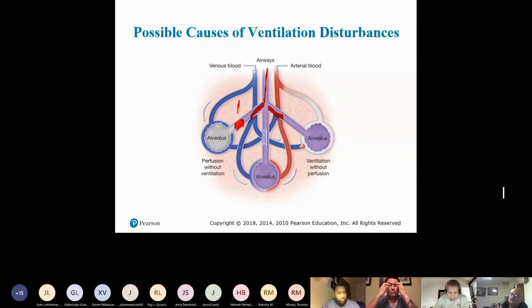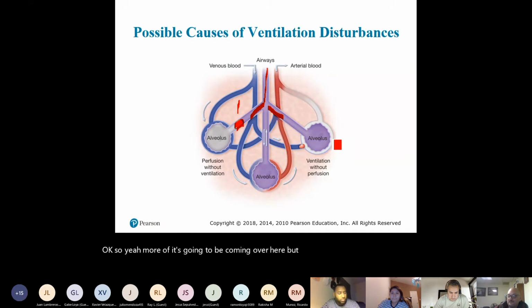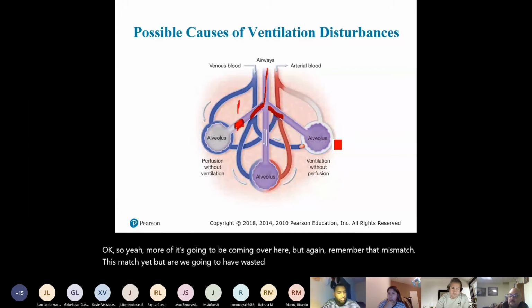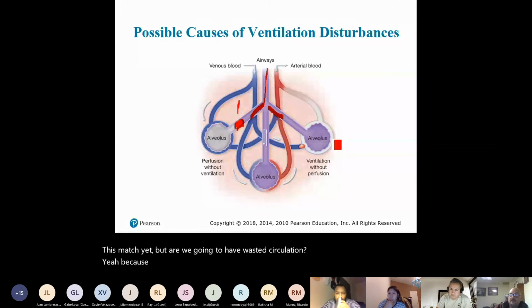It forces the other one to work more, isn't it? I mean, because nothing's gonna be coming out of there. It's just covering it. Okay. So yeah, more of it's going to be coming over here. But again, remember that mismatch? Well, we're not at the mismatch yet. But are we going to have wasted circulation? Yeah, because there's wasted perfusion because we don't have enough air coming in. So you're right.